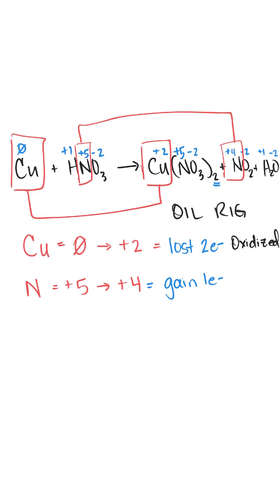And nitrogen is gaining, so that means it was reduced. So now we're going to look and say, okay, copper was oxidized. What was it in to begin with? Well, it was just by itself. So copper is going to be your reducing agent.